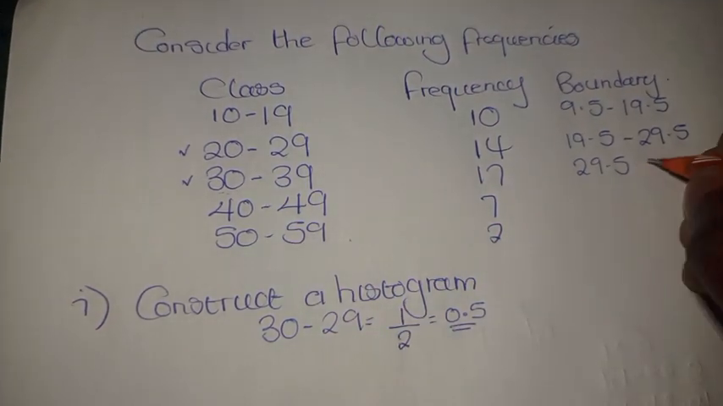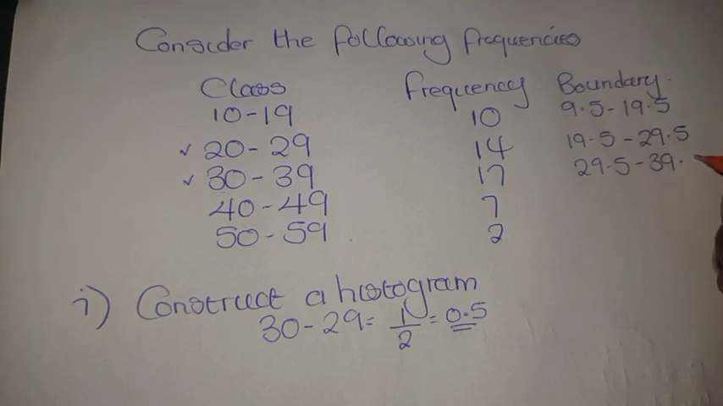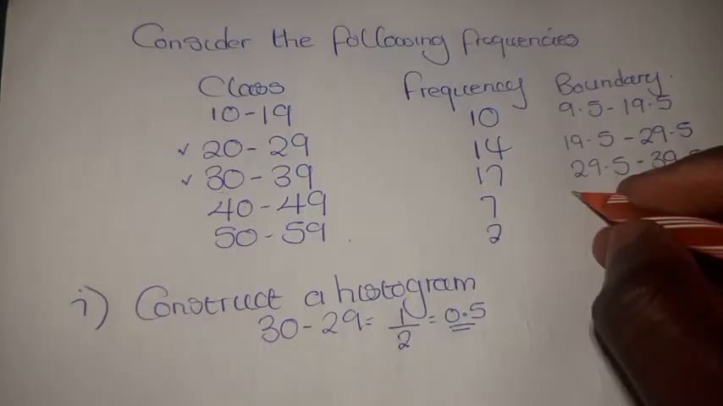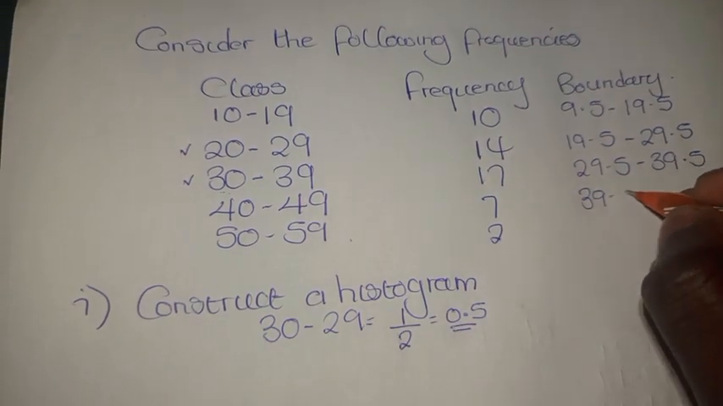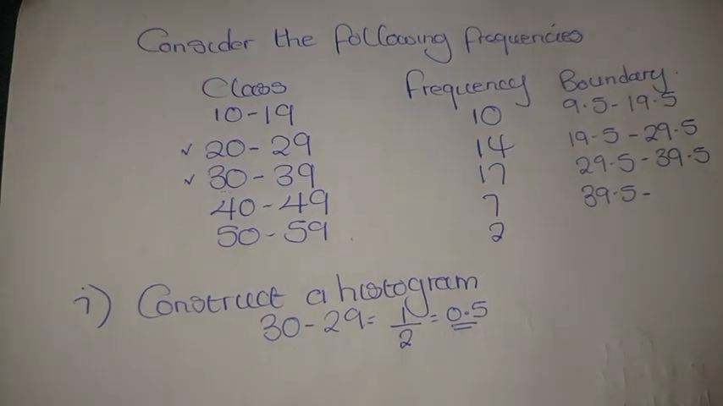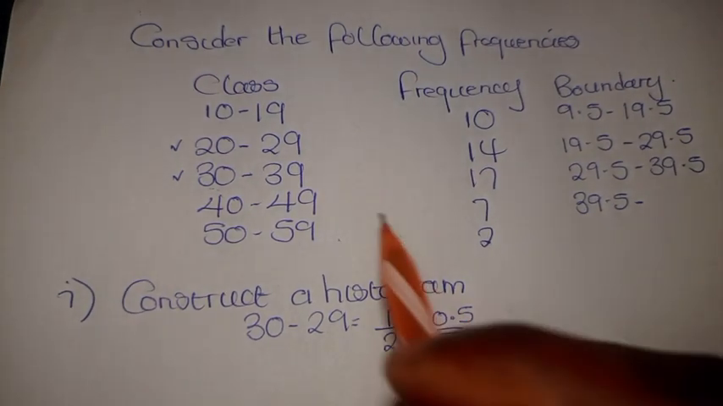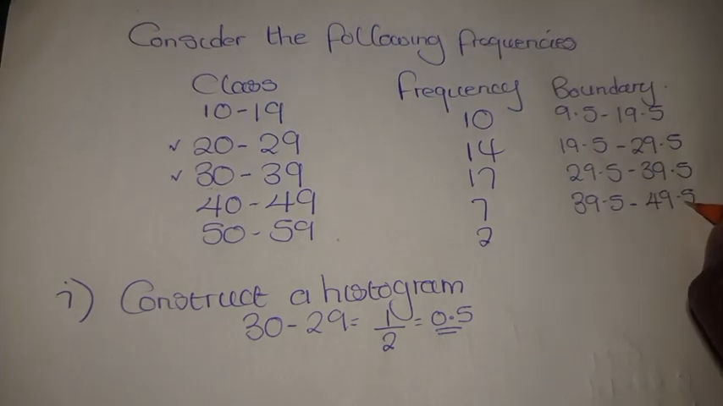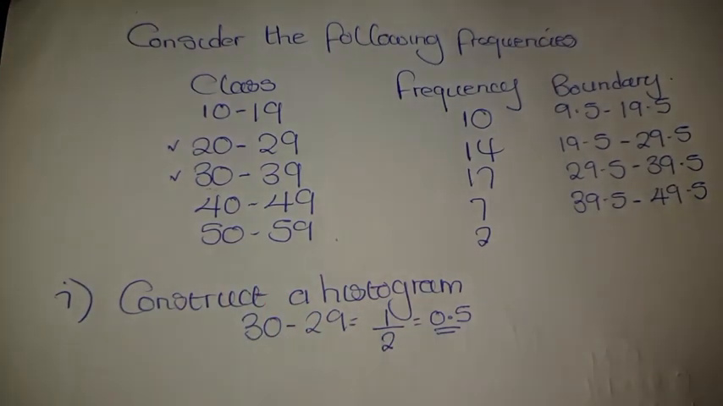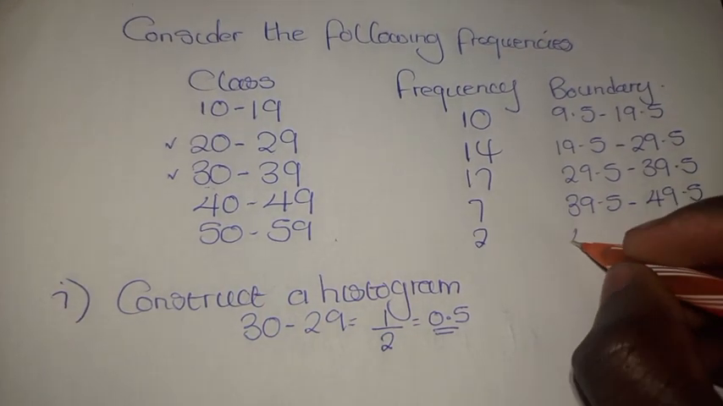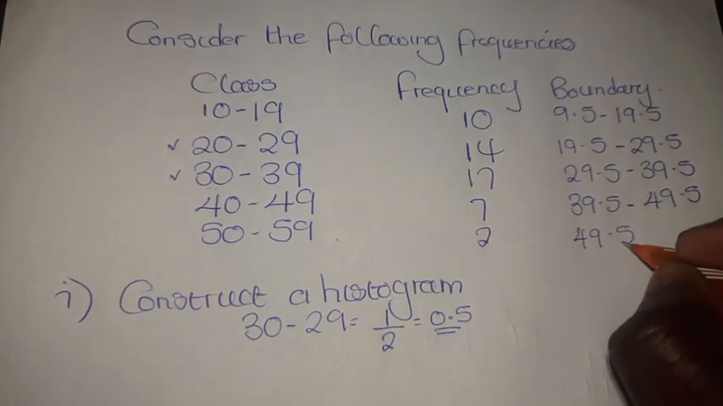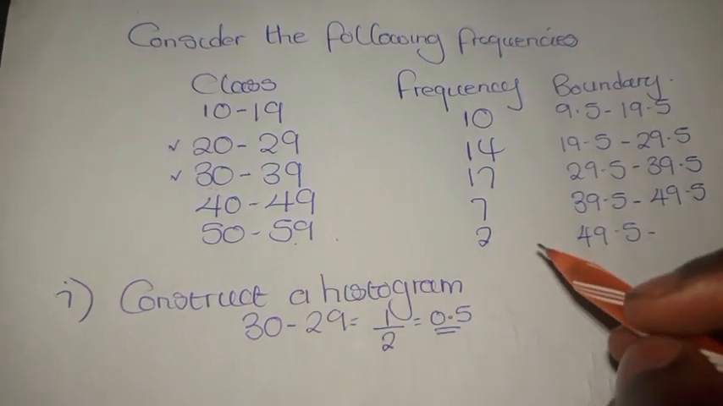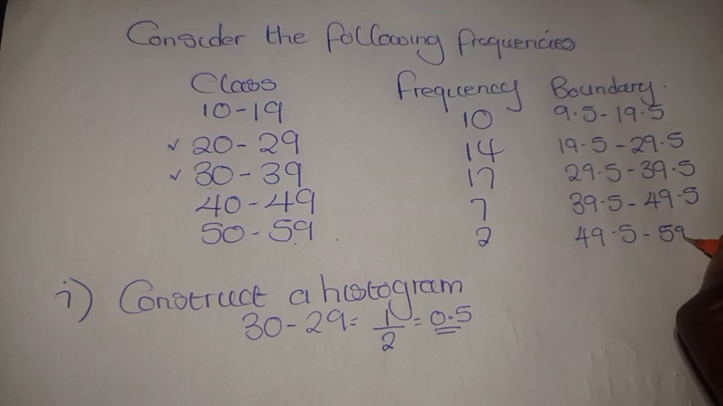39 plus 0.5, that is 39.5. 40 minus 0.5, that is 39.5. And lastly, we have 49 plus 0.5, that is 49.5. So 50 minus 0.5 is 49.5. Then 59 plus 0.5 is 59.5.